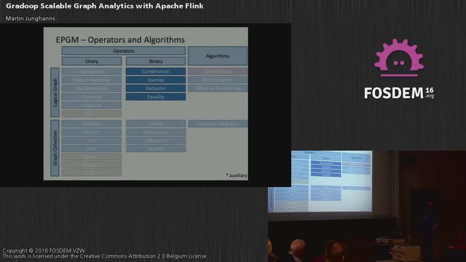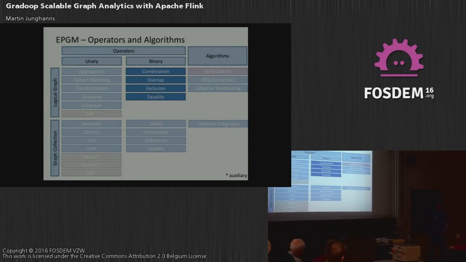So for example, we have binary logical graph operators. Those are very simple from a conceptual point of view. You just have something like combination. You have two logical graphs, you want to combine them, and you get a new logical graph containing all the vertices and edges from both input graphs. The same goes for overlap. You just want those vertices and edges which are contained in both graphs. Exclusion, intersection, and a very nice operator in the system, equality. So you can compare two graphs and say if they are equal or not.